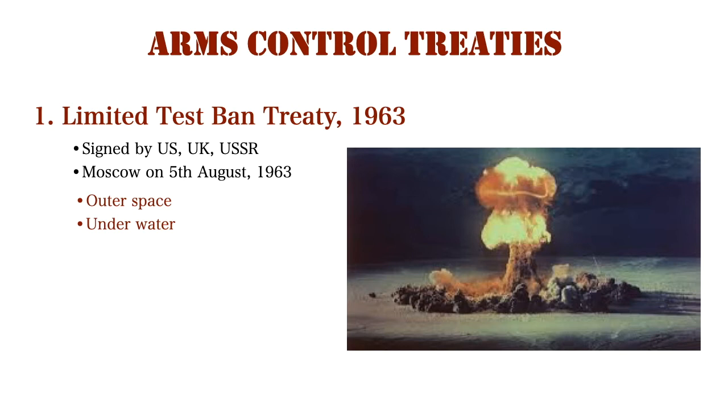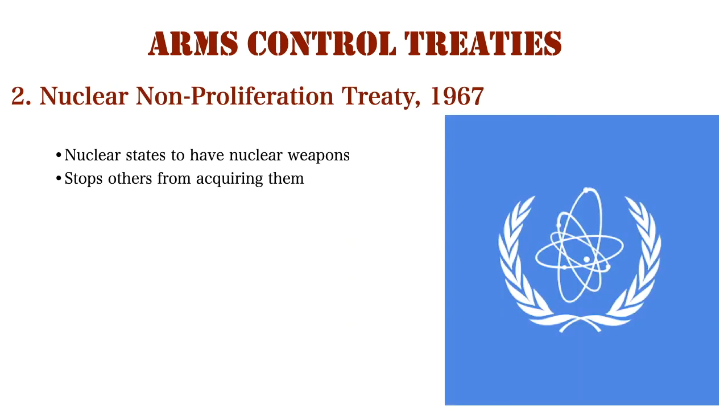Okay. Now, many a time the name of the treaty itself will tell you what it is all about. As in here, Limited Test Ban Treaty. So the treaty banned and limited the testing of nuclear weapons. You just need to remember the where. That's it. So the same can be applied to other treaties as well. Okay, now let's move on to the next one.